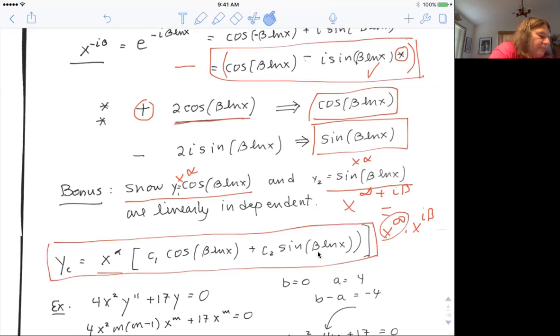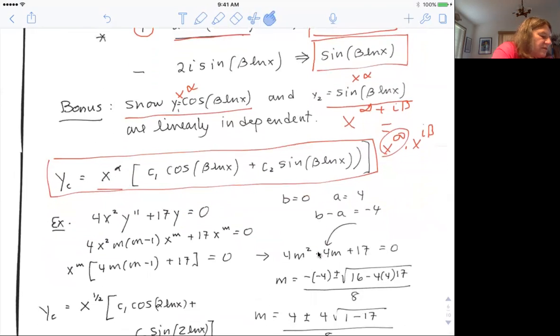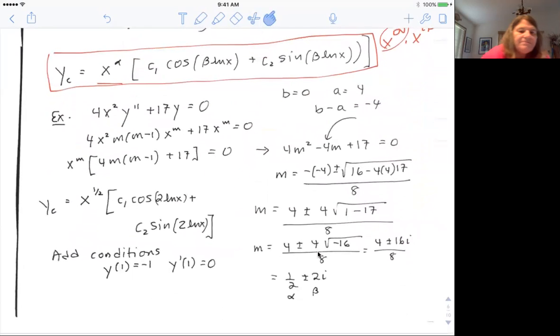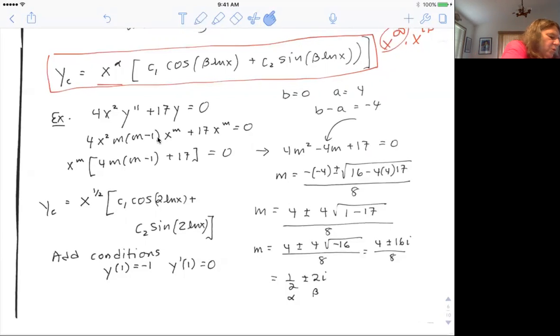Let's do a problem, like what we did on Wednesday. Suppose I had 4x squared y double prime plus 17y equals 0. If you remember what I did to get the characteristic equation, I said that one of the roots looks like x to the m. Just a reminder here, y is x to the m. That made y prime m x to the m minus 1.